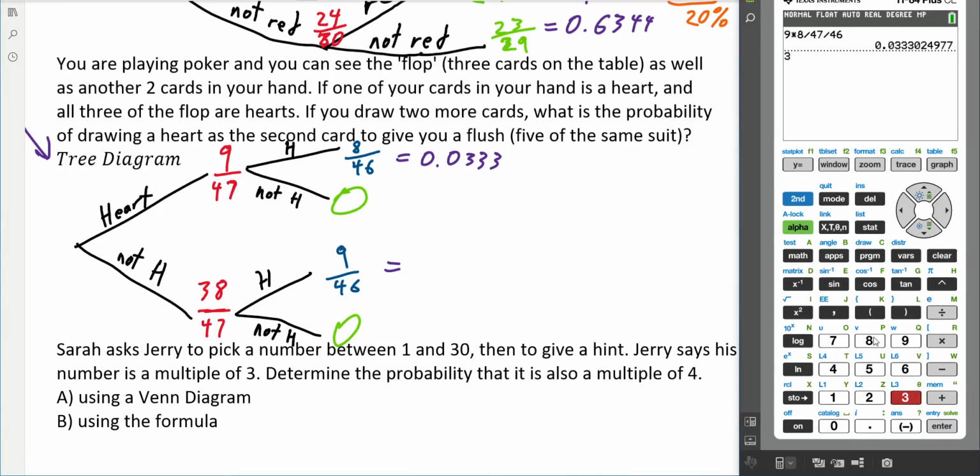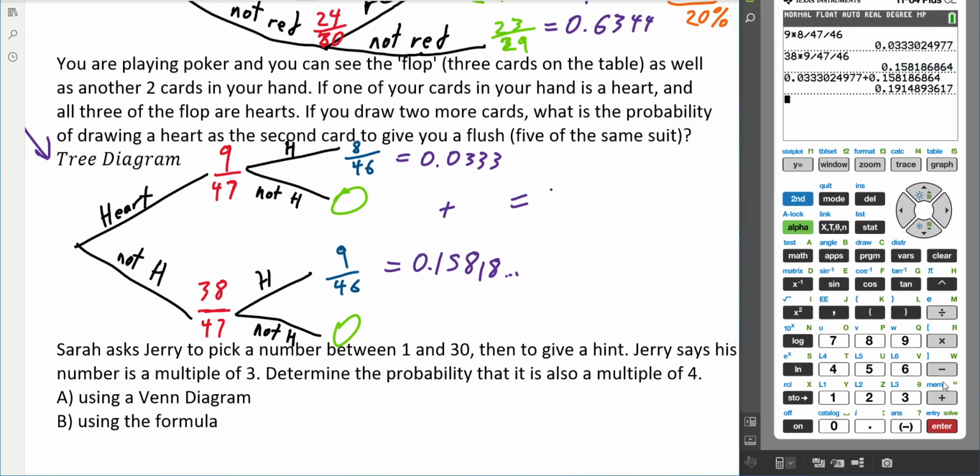Let's try the other one. 38 times 9 divided by 47 divided by 46. 0.158. Okay, so we should add those 2 numbers together, and we get 0.1949. Leave it there. So that is the same thing as writing 19%.